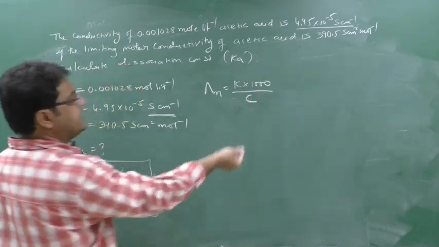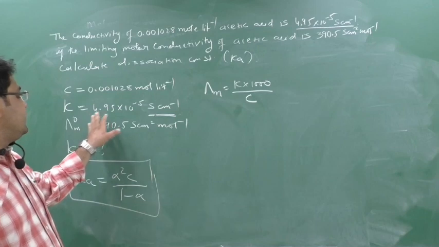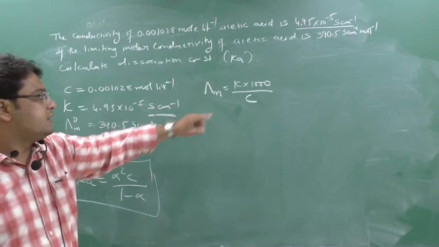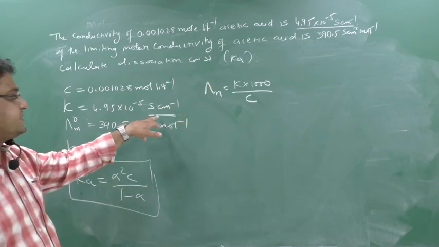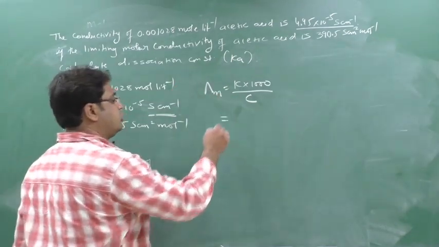And why not K upon C? Because here K is given in Siemens per centimeter. If K were given in meter, I would have used K upon C. But here K is given in Siemens per centimeter, so I am using K into 1000 upon C. Please remember this. I have told you in my previous video also.